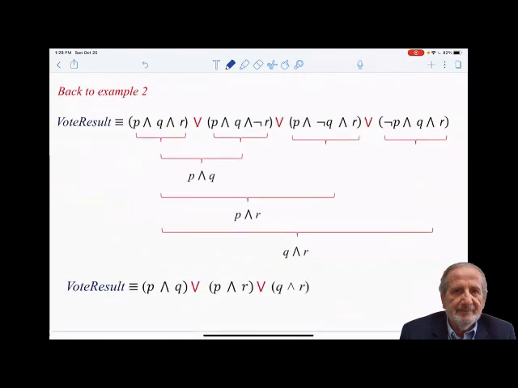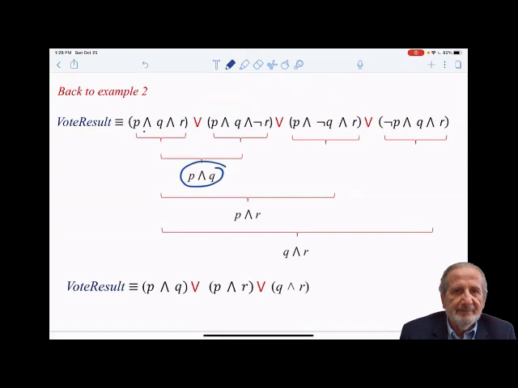Here's another example. This is the voting result that we just did before. So we wrote it into sum of products. Now I'm going to simplify that. I noticed that this first term, P and Q and R, with this term, they change in only R. So therefore, I get P and Q here.